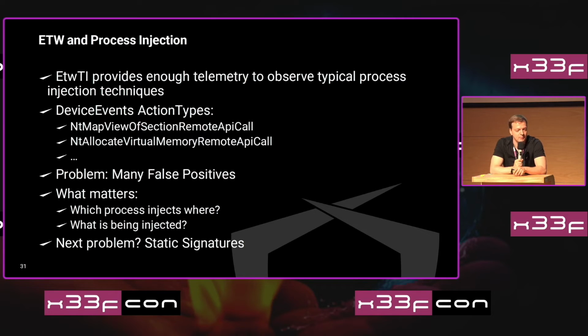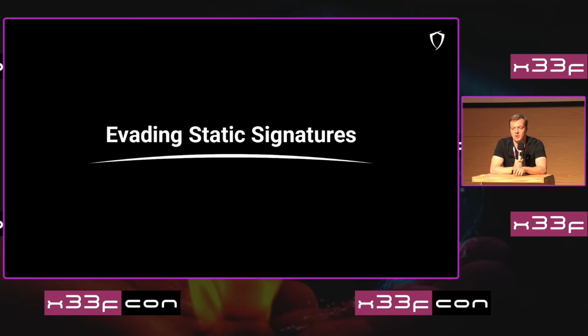So what actually matters in my opinion is which process injects into which other process, and more importantly, what is actually being injected. If you inject a plain Cobalt beacon into another process in the most stealth way, it will still be picked up simply because it's Cobalt. So our next problem is actually static signatures, and we need to think about how to avoid or evade static signatures.